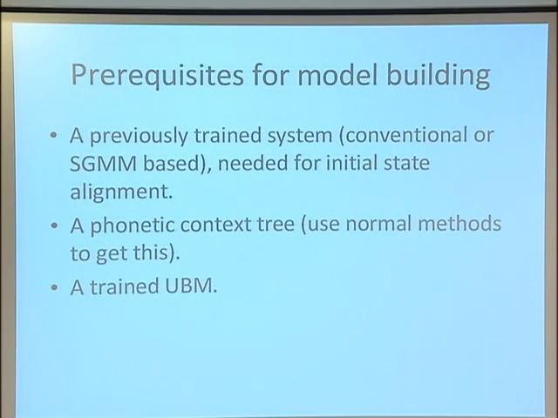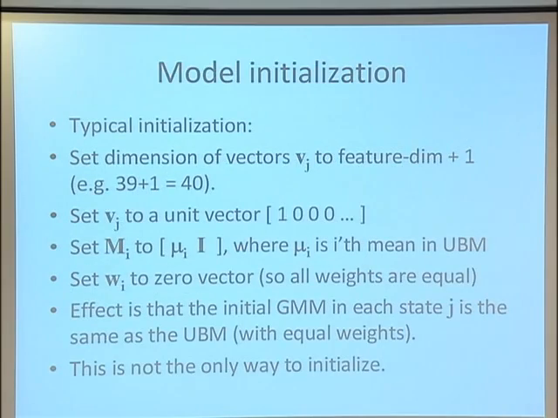Before you build your model, you have to have some kind of previously trained system. This is true of most conventional approaches for building systems. You usually will align with some previous system. This is not a big deal. You need a context tree that tells the mapping from your phones in context to your states. This is standard. And you need a trained UBM. There's various ways you can get that. It's not really a big deal.